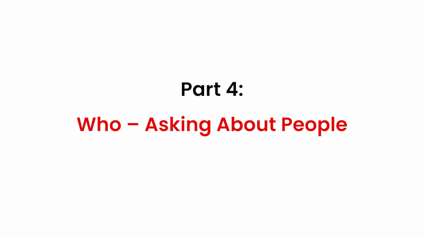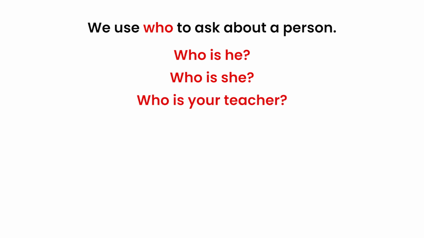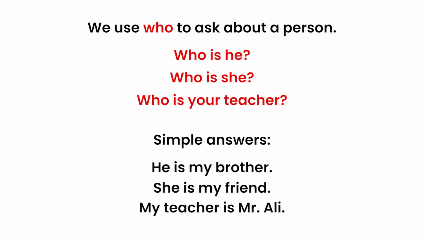Part 4. Who? Asking about people. We use who to ask about a person. Who is he? Who is she? Who is your teacher? Simple answers. He is my brother. She is my friend. My teacher is Mr. Ali.